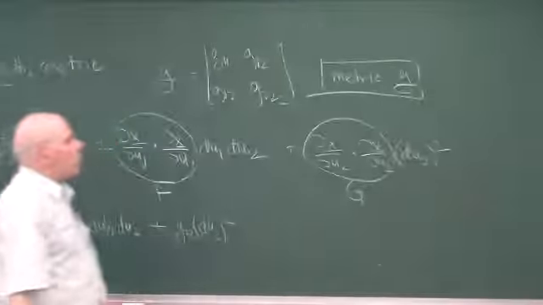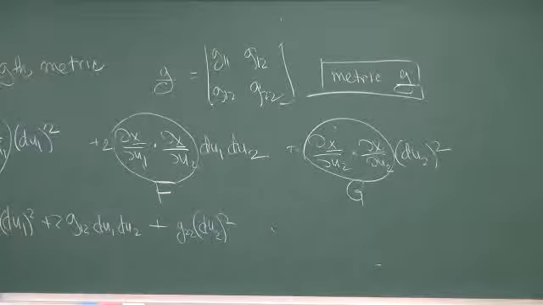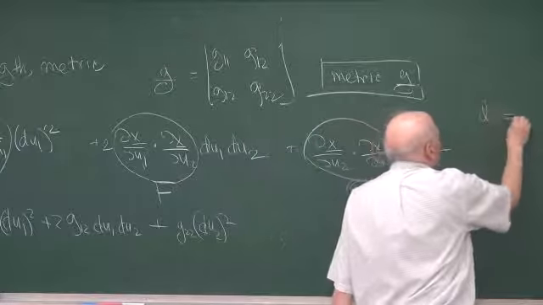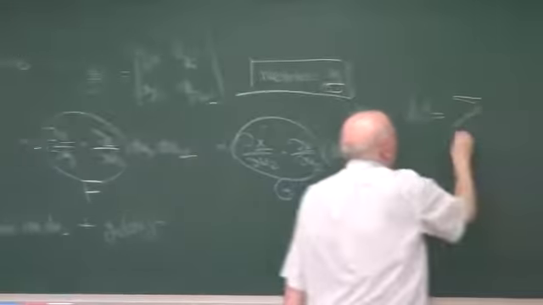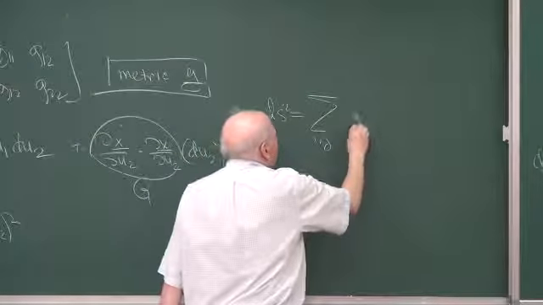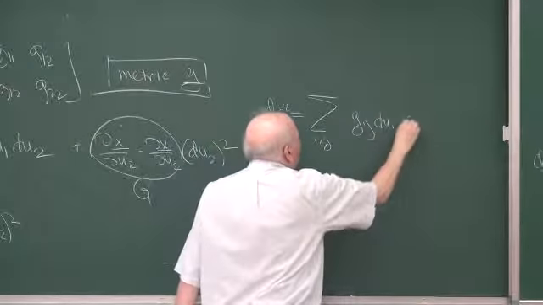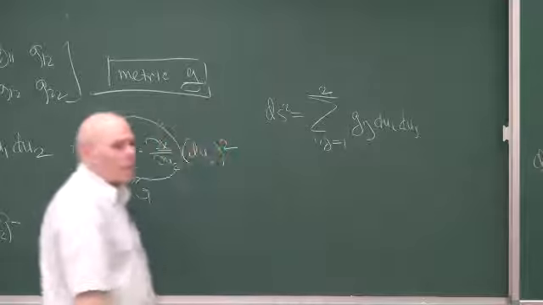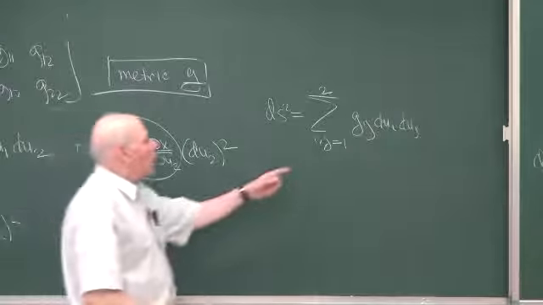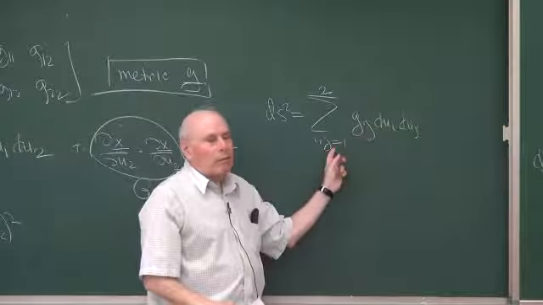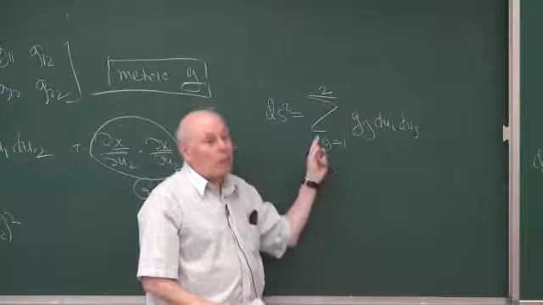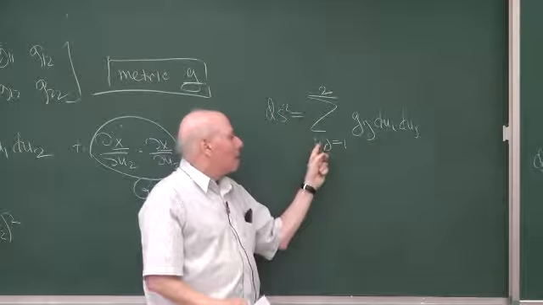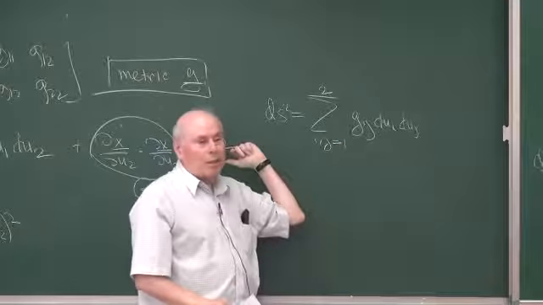So what's the point? G tells us how to find the arc length. It says ds squared is the sum over i, j of g_ij du_i du_j, where i and j run from 1 to 2 in this case. Well, why is that? When i equals 1 and j equals 1, we get the g11 du1 squared. When i equals 1, j equals 2, we get the cross product term. But when j equals 1, i equals 2, we also get a cross product term, so we get the 2. And when i and j both equal 2, we get the du2 squared.